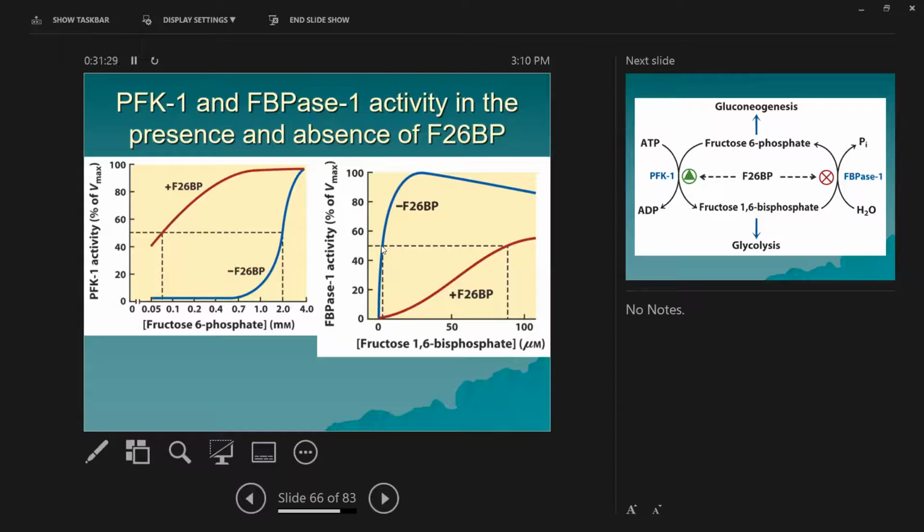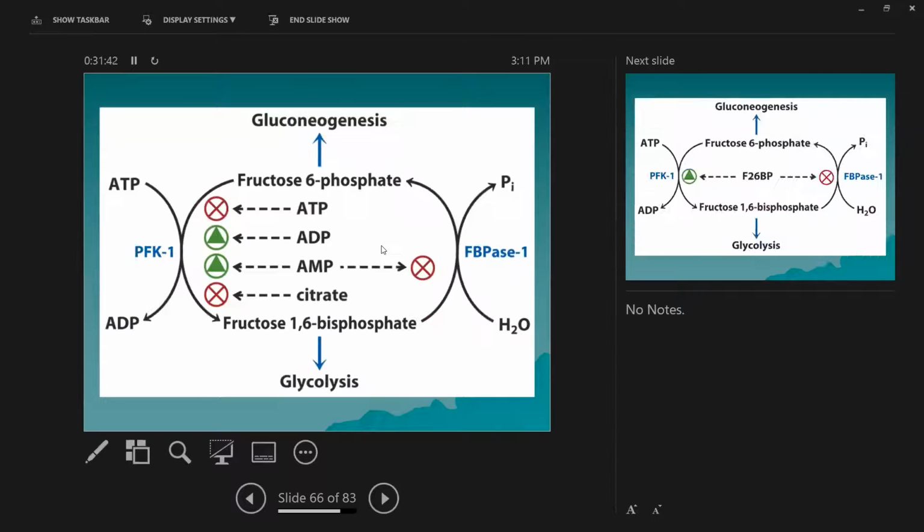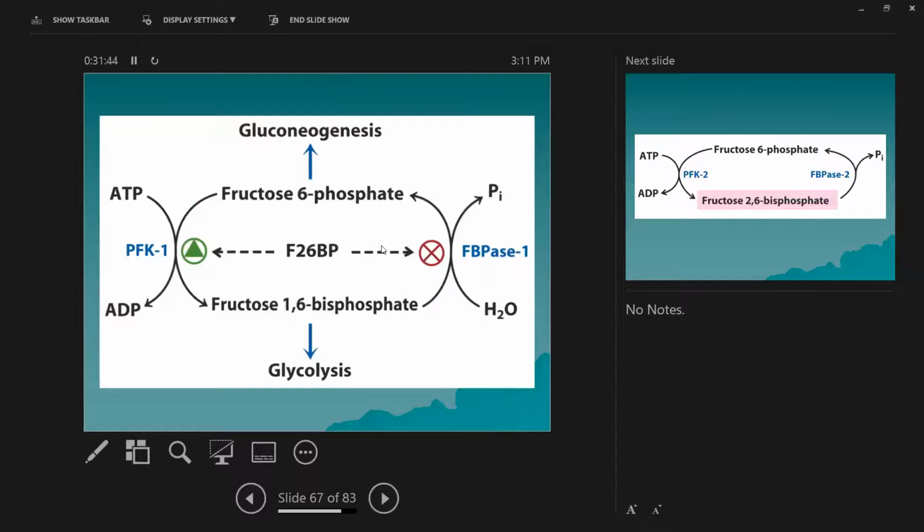So fructose 2,6-bisphosphate is kind of the linchpin that decides whether or not you're going to do glycolysis or gluconeogenesis. And this essentially adds to this here. So fructose 2,6-bisphosphate activates glycolysis, inhibits gluconeogenesis, and it does it by activating the central enzyme of glycolysis, phosphofructokinase 1, and inhibiting fructose 1,6-bisphosphatase.